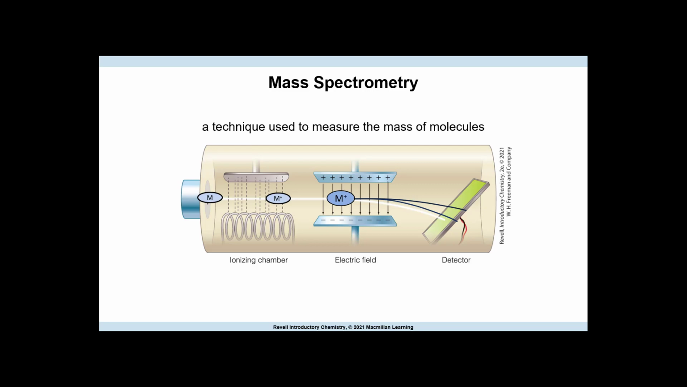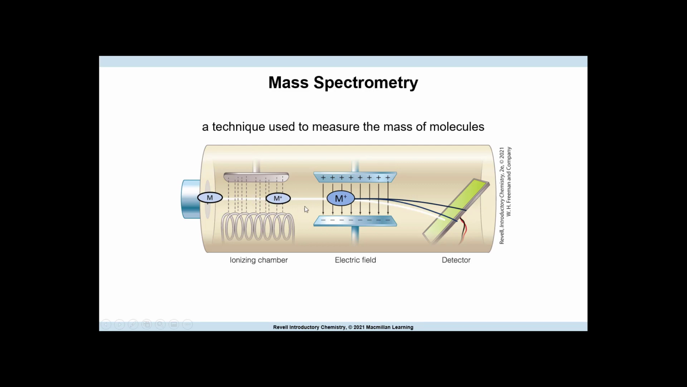Chemists measure the masses of compounds using a technique called mass spectrometry. It's also known as MS. It's just abbreviated MS. A mass spectrometer contains three vital components. It's an ionizing chamber, an electric field, and a detector. The ionizing chamber converts neutral molecules into ions, often by removing an electron. So it knocks an electron out of it. So you can see here where the M, this is a neutral compound, and it knocks an electron out and it leaves it in ionic form.